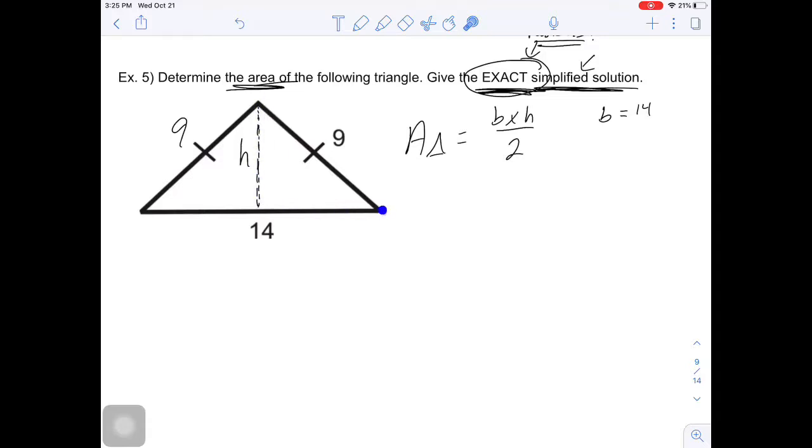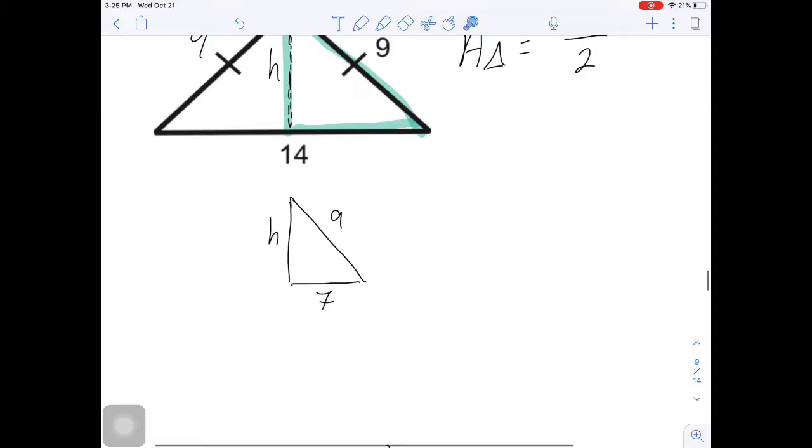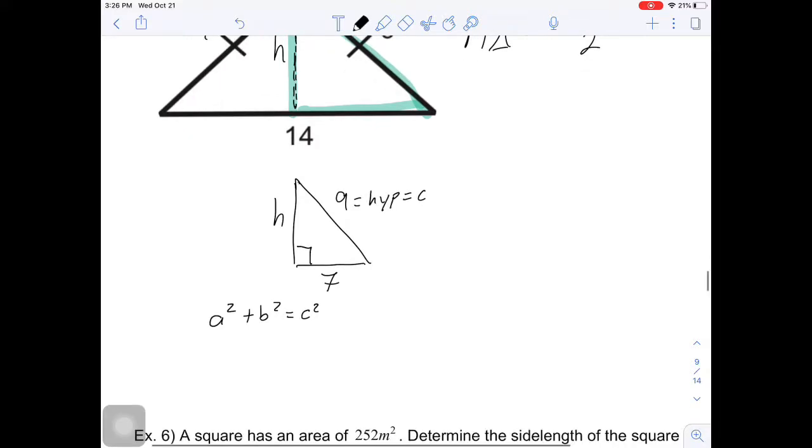So what I can do is break this section off into a right triangle. There is my right triangle I'm dealing with, where here's my height, here's my 9, and recognize this is half of 14, so this is 7 here. And we know how to find this. This is a leg here, this is c, so we can use a squared plus b squared equals c squared. Remember, hypotenuse has to be c. So this is my hypotenuse here, because this is 90 degrees. So this has to equal c.